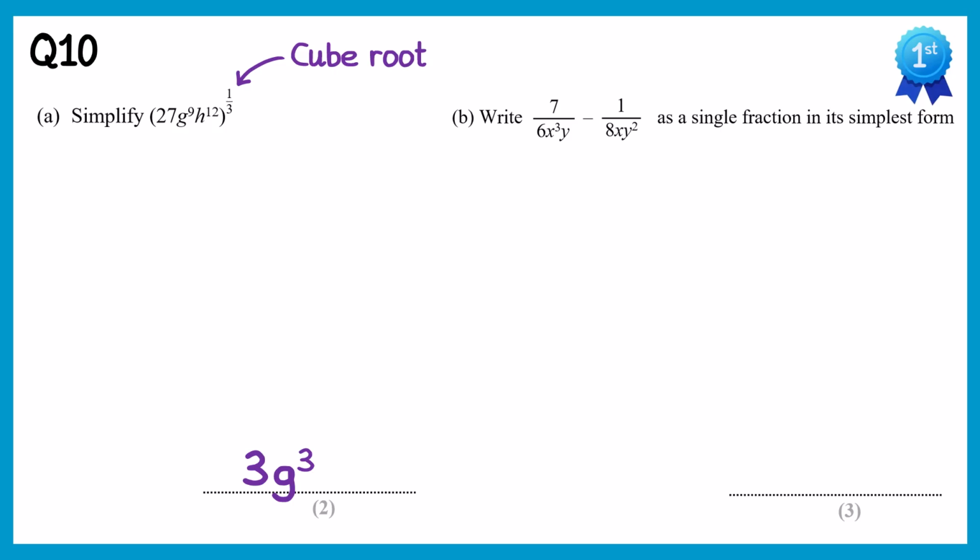Another way to think about this is: what power of g would you need to multiply by itself 3 times to get g to the power 9? And it's g to the 3 times g to the 3 times g to the 3 gives g to the 9, since you add those powers together.